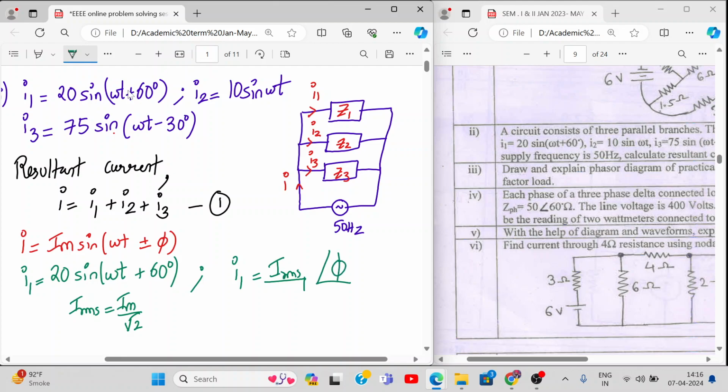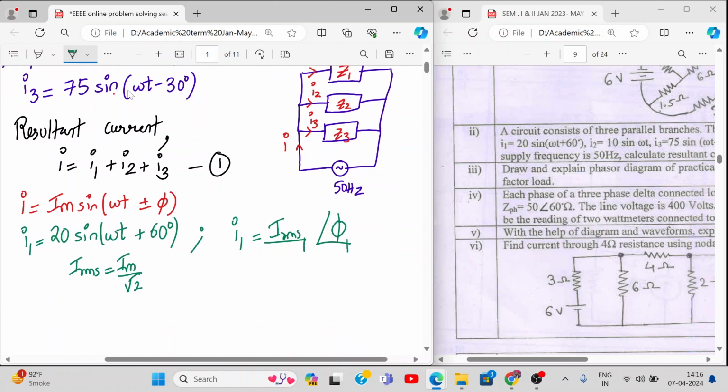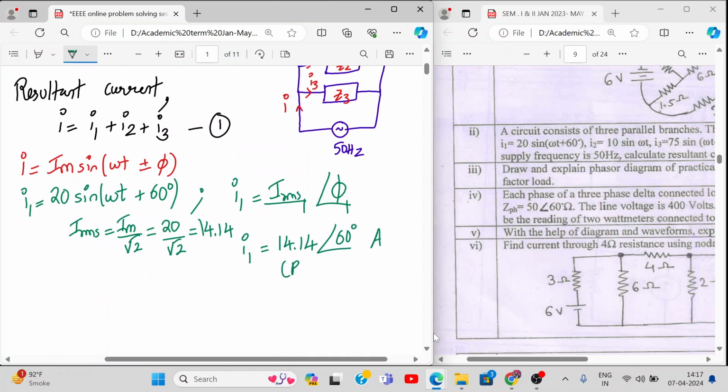This is the standard form, and this is the polar form. Phi 1 we know already, it is 60. But I1 RMS is what? 20 divided by root 2. How much is it? Quickly tell me. 14.14. So I1 in polar form is 14.14 angle 60 degrees amperes. Agree? Yes or no? So this is in polar form.